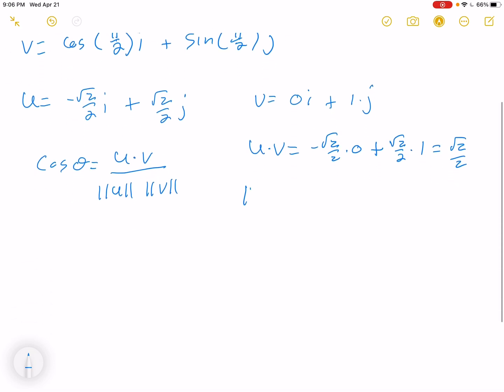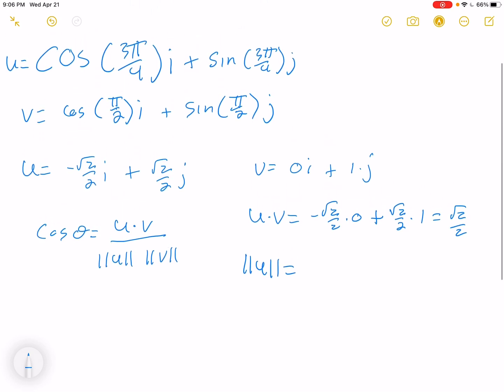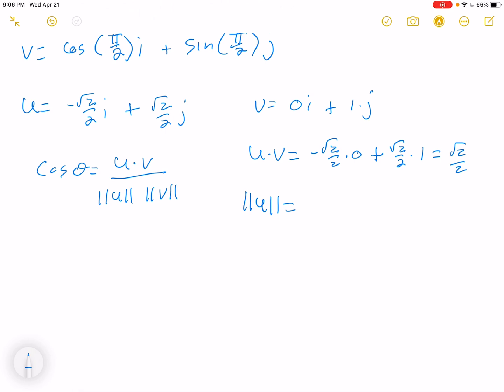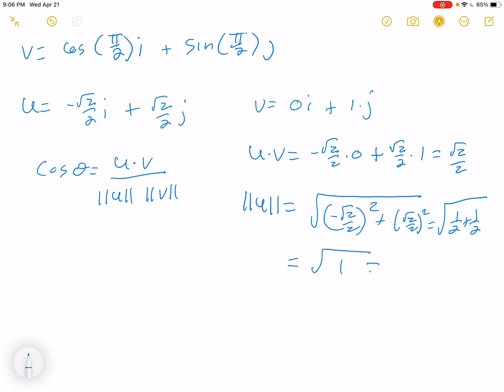Now let's look at the magnitude of u. You might already be yelling at me, we can see what the magnitude of u is here because there's no leading coefficient. And you'd be right. So that would imply it's what? Well, if you don't know, then we'll look at this the traditional way. So we look at the square root of negative square root of 2 over 2 squared plus positive square root of 2 over 2 squared. That's going to be the square root of 1/2 plus 1/2, which is the square root of 1, which is 1. Good observation there.